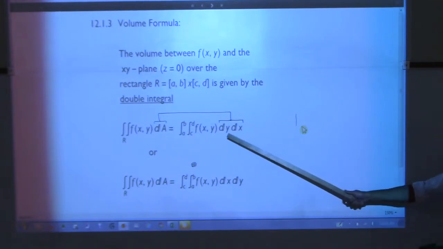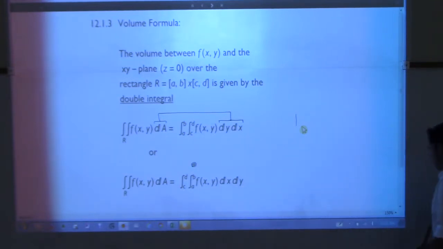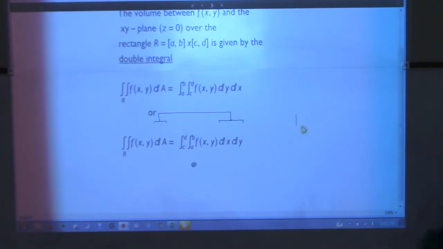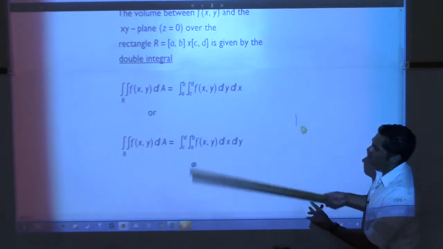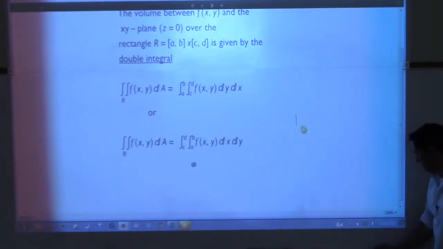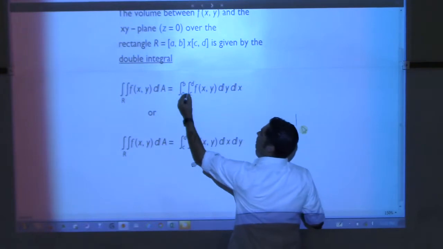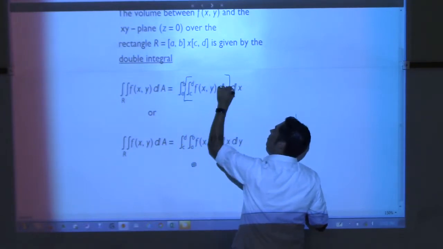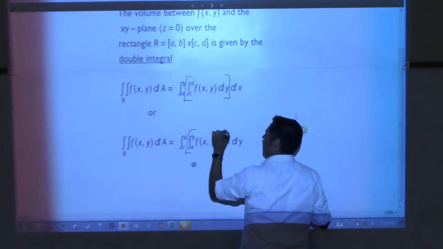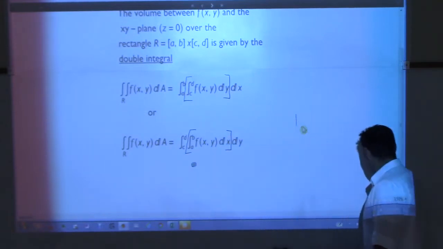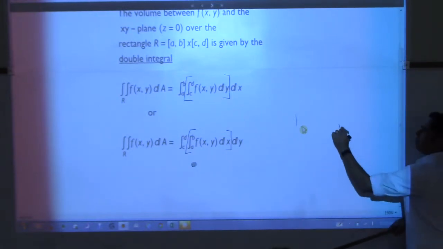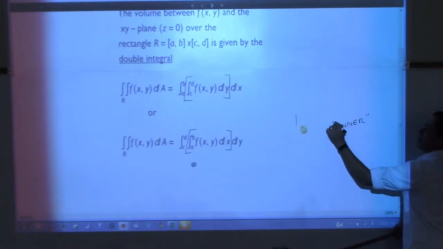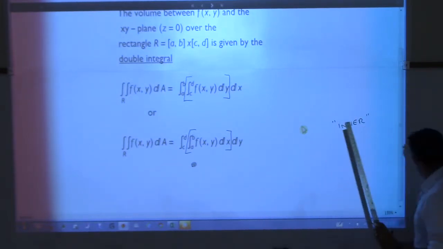All right, so we have this. Now notice the notation here. There's two different equivalent forms here. Look at this. I put "or" here. And what's the difference between these two? The x and y's are switched, the dx and the dy's. So notice on this one, if I were to put a bracket around this, and then here a bracket around this, that part right there that I put in brackets is referred to as the inner integral. It's the one on the inside.